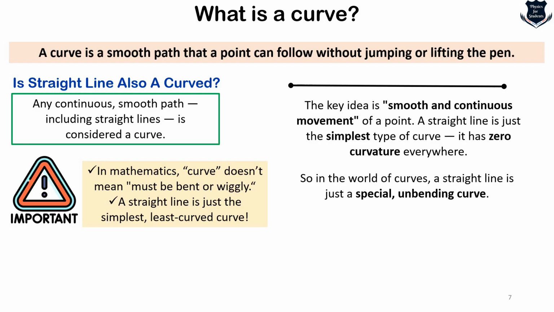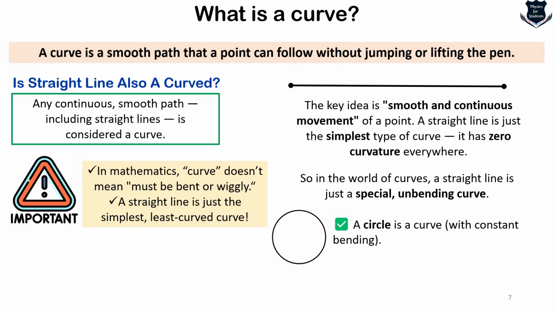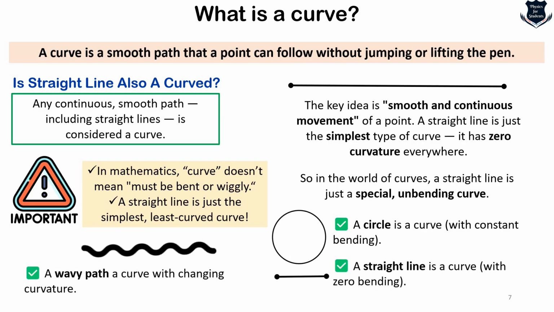So in the world of curves, we can say a straight line is just a special, unbending curve. A circle is a curve with constant bending, a straight line has zero bending, and a wavy or wiggly path is a curve with changing curvature. So this is a visual depiction of what a curve is. It is not that it always has to be a straight line.